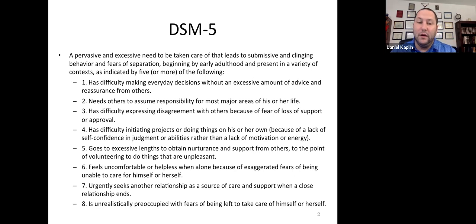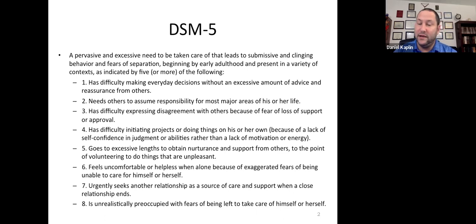Sixth, they feel uncomfortable or helpless when alone because of fear that they can't take care of themselves. Seventh, they urgently seek a relationship as a source of care and support when close relationships end. And lastly, they're preoccupied with fears of being left to take care of themselves all alone.